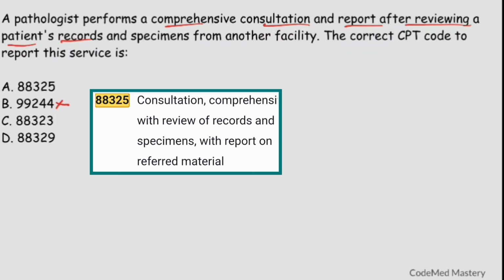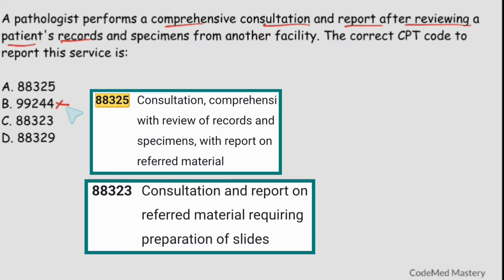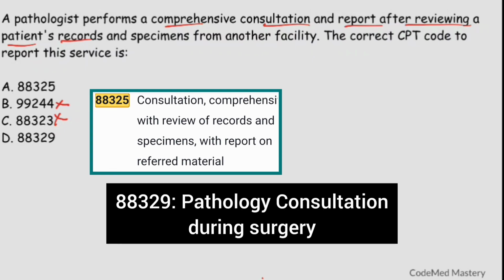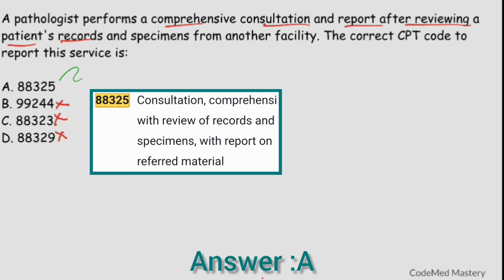Coming to option C 88323, that is for consultation and report on referred material requiring preparation of slides. In this scenario, they have not mentioned requiring preparation of slides. In this scenario, there is review of records and specimens from another facility. So we cannot code 88323. Eliminate option C. And option D 88329, that is for pathology consultation during surgery. That is also not matching with the scenario, so eliminate option D. The right answer is option A.